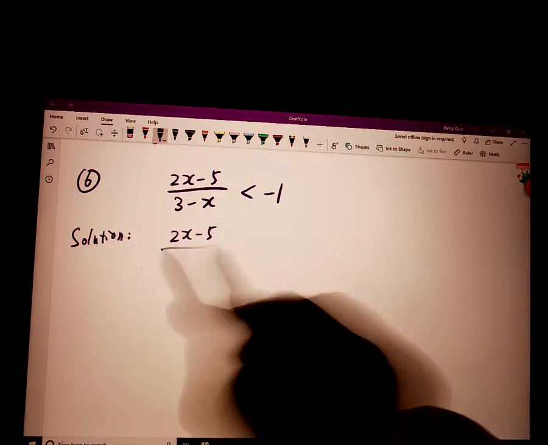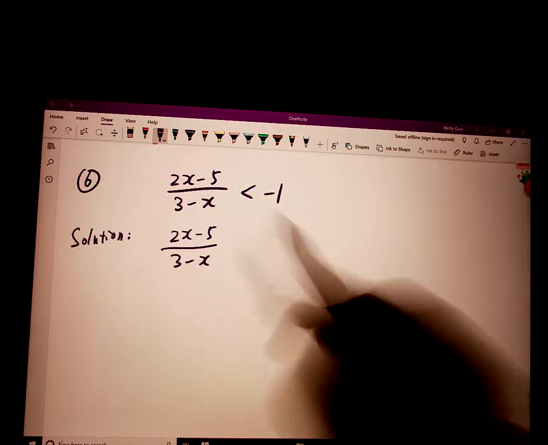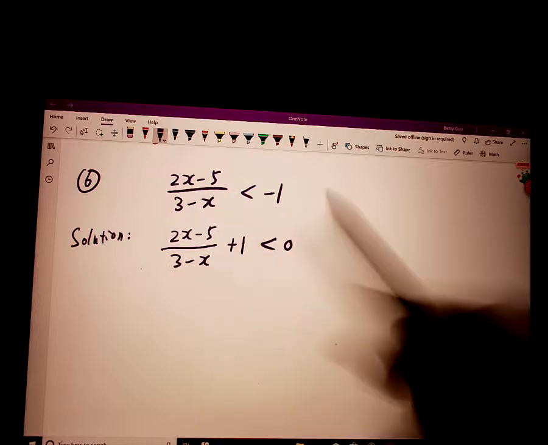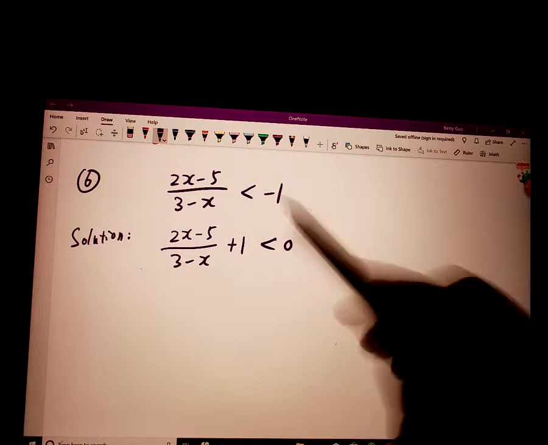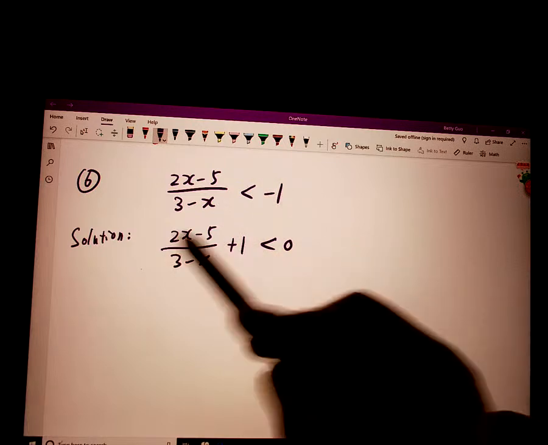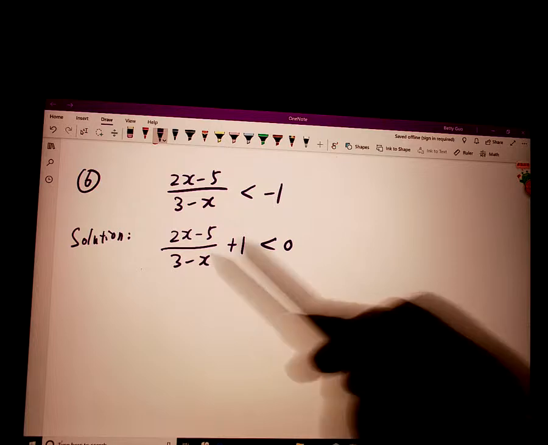You're going to rewrite the inequality in standard form first. In standard form, we need a 0 on the right-hand side. So we add 1 to both sides. We have a 0 on the right-hand side. On the left-hand side, we have 2x minus 5 all over 3 minus x, plus 1.